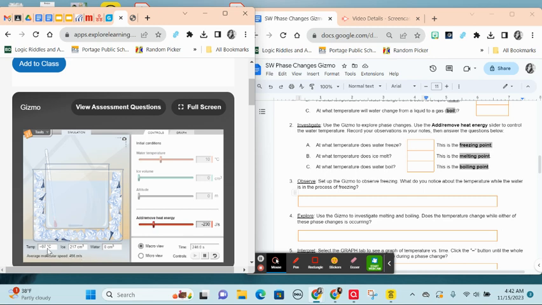We're adding energy, and at 100 degrees, nope, that's minus 100. Let's go more. There we go.